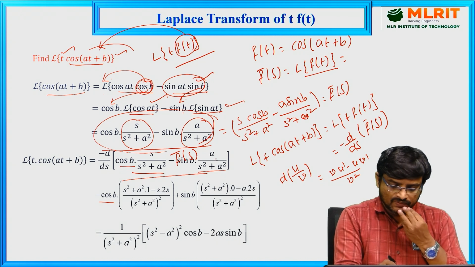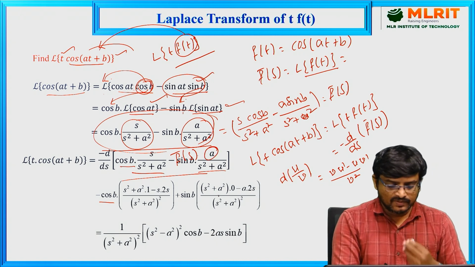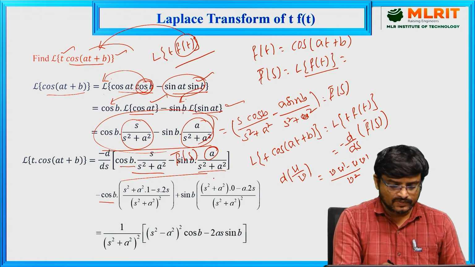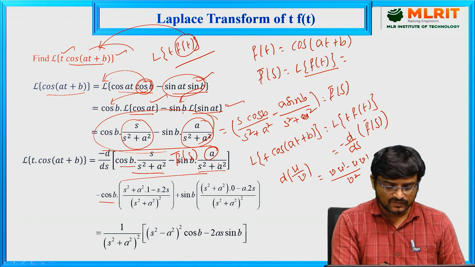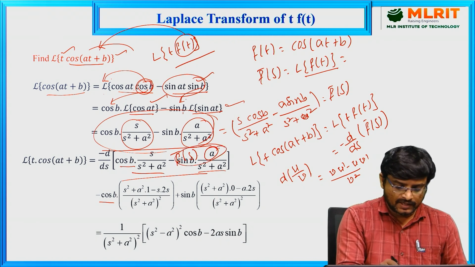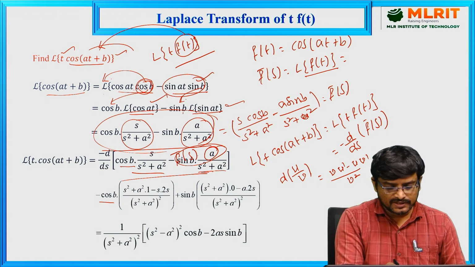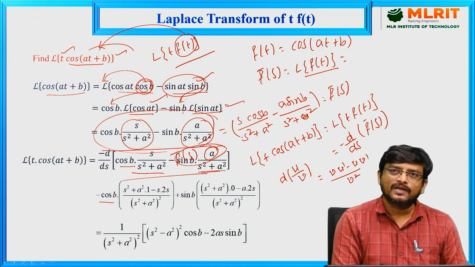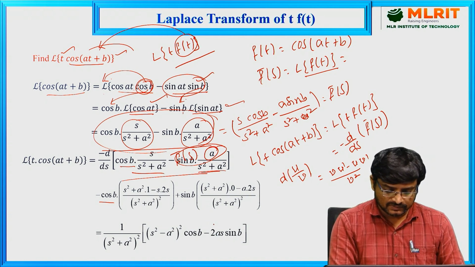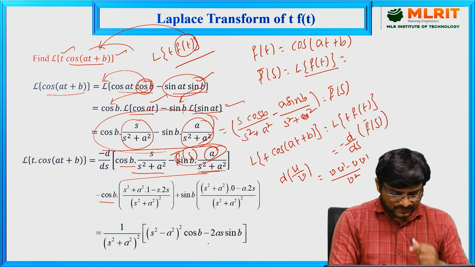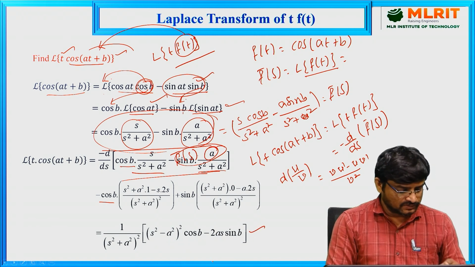Here we need not apply the u by v formula in the second term, because in the numerator we don't have any term in s. So the entire numerator is a constant. We bring this denominator to the numerator and apply the derivative of x power n formula here. So finally you will get this value here.